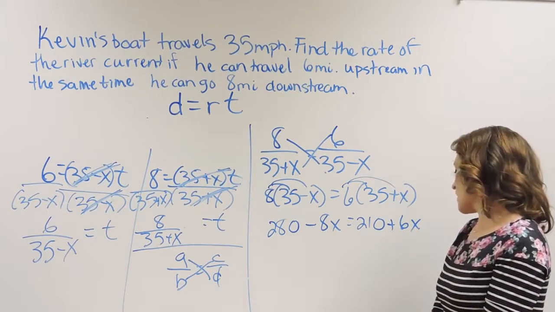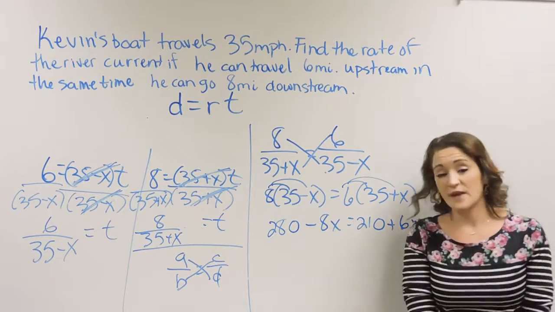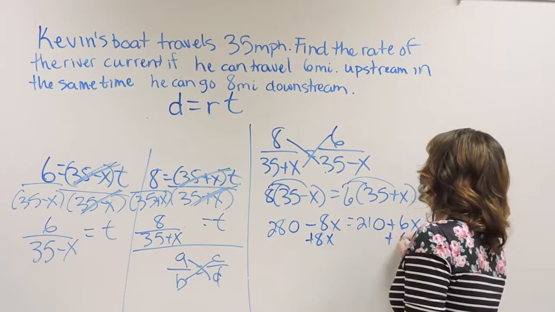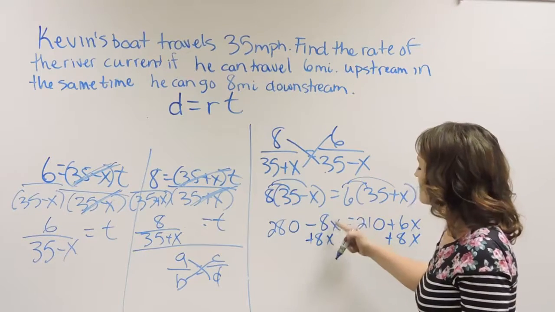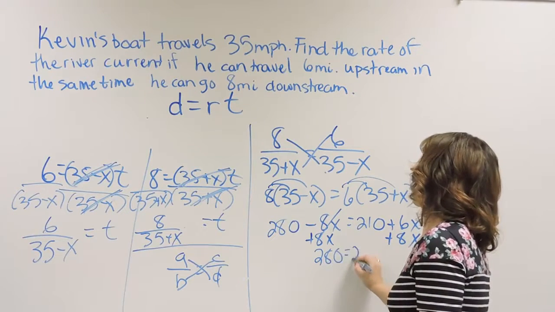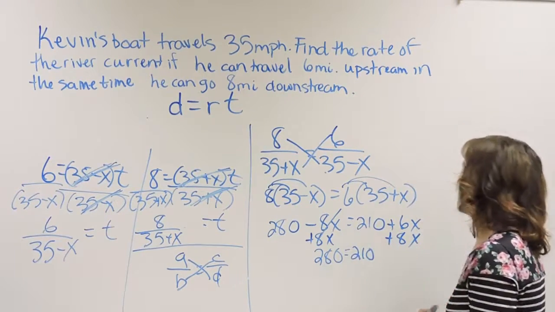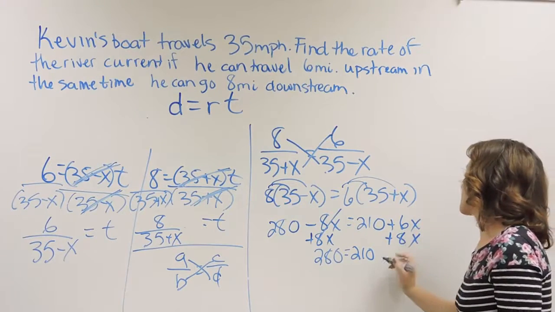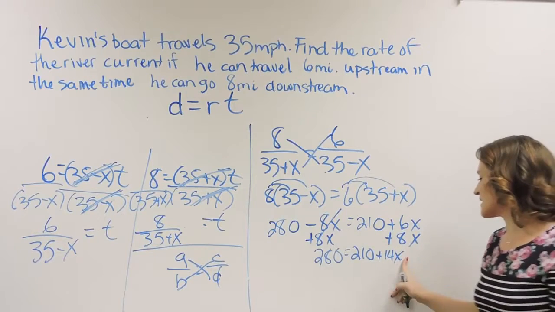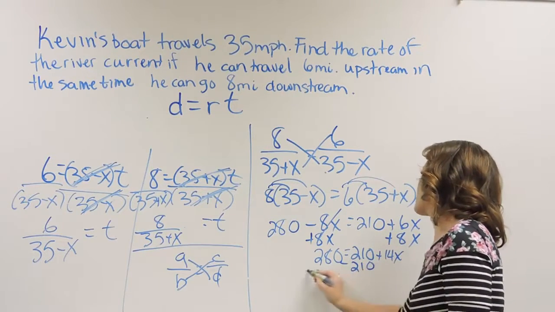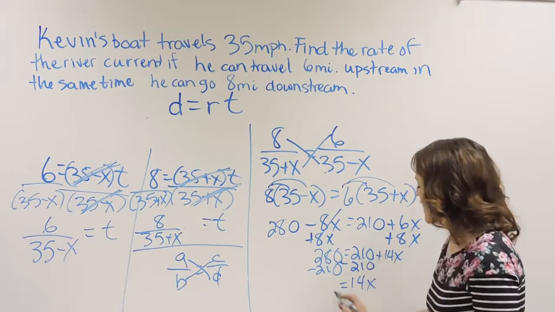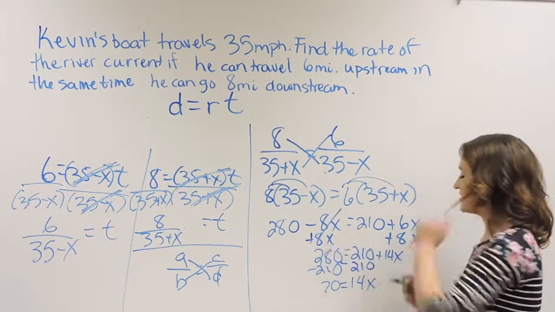We're going to need to work on getting x on one side, our number on the other side. So I'm going to add 8x to both sides here. Negative 8x plus 8x will cancel, leaving me with 280 is equal to, drop down the 210, and 6x plus 8x is 14x. Since I have x all by itself on the right hand side, I'm going to subtract my number from both sides, leaving me with 14x is equal to 70.